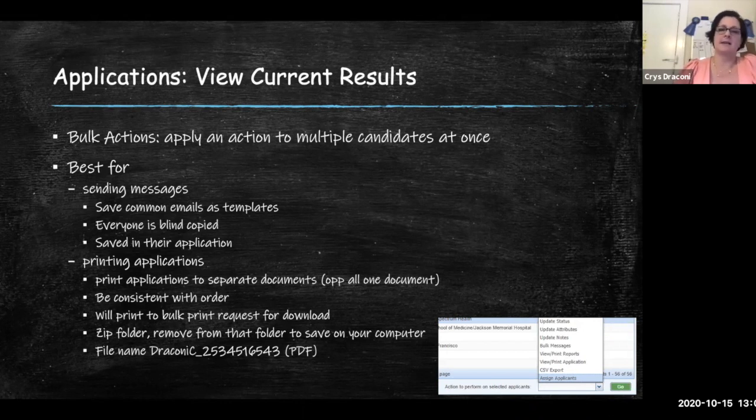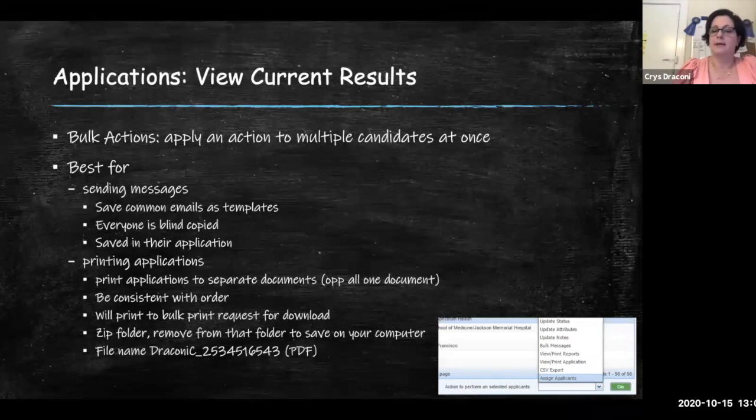It's a fantastic section. So basically you can do any of these things that you see in this list on more than one applicant at a time. So you can update their status, their attributes, their notes, all at once. You can send a bulk message. You can view and print reports, but like I said, I don't really use the reports. You can view and print the application.